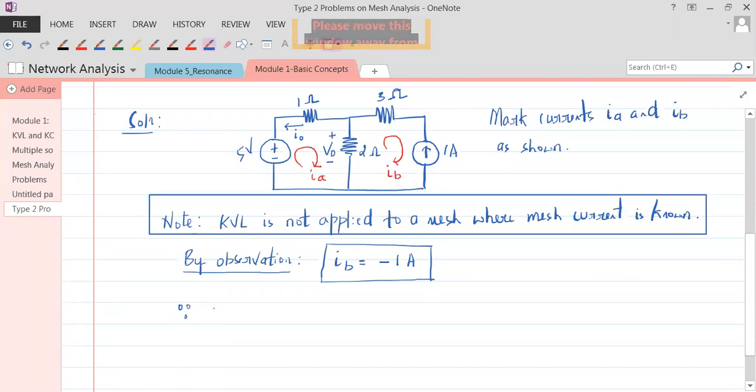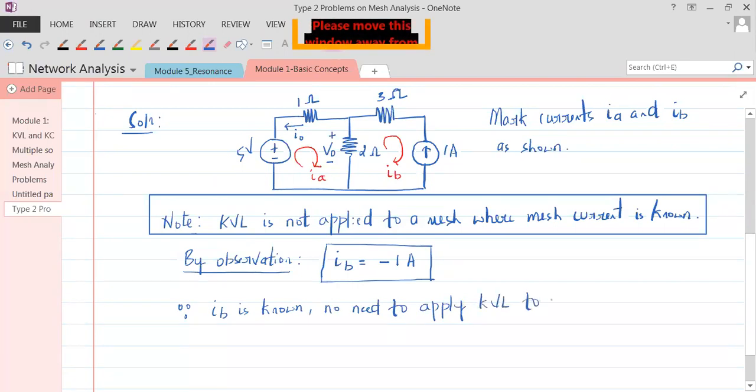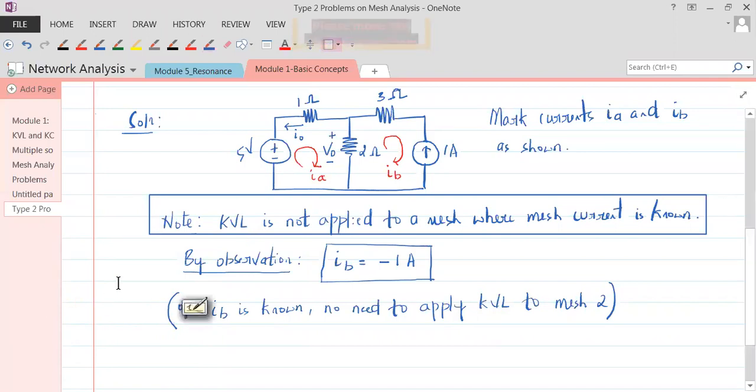Since IB is known, no need to apply KVL to mesh 2. This is just for your reference. Since we are learning, this need not be written in the exam. You have to just write, by observation IB is minus 1 amperes, and since we know this, I'll be applying KVL only to mesh 1.